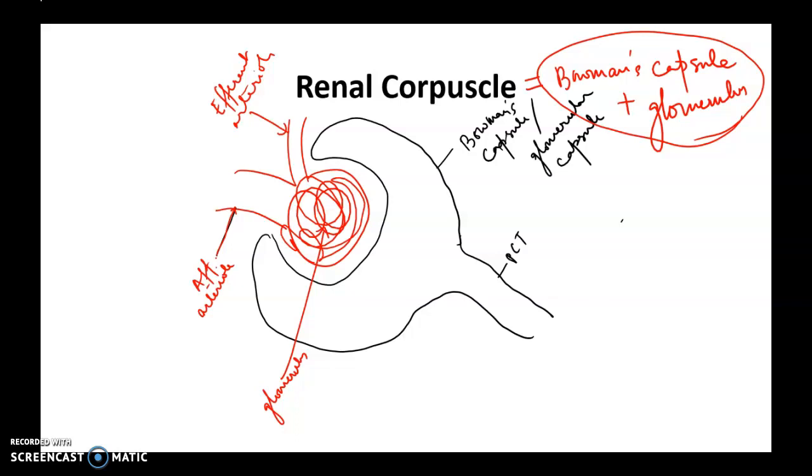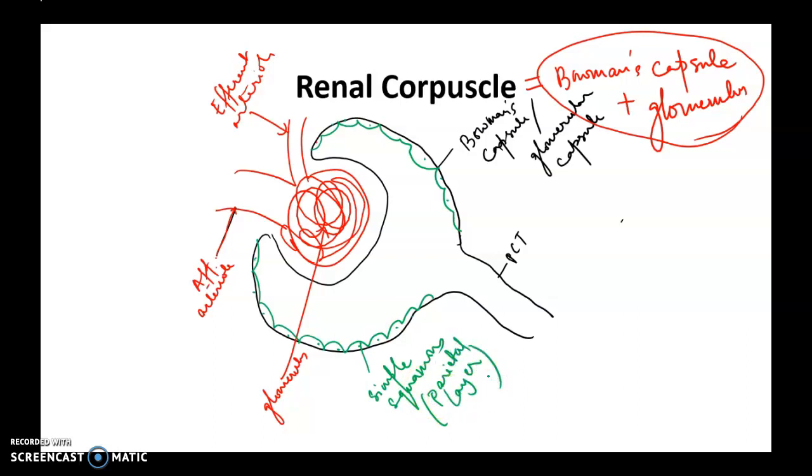Very, very important. Okay, now let's look into the Bowman's capsule a little bit more in depth. Know that the Bowman's capsule is lined by epithelial cells. The outer layer of epithelial cells, this layer that I'm marking with green, is simple squamous epithelium. Simple squamous. This layer is called the parietal layer.